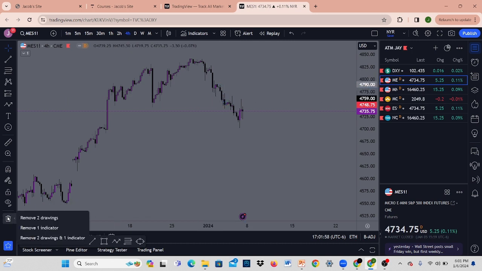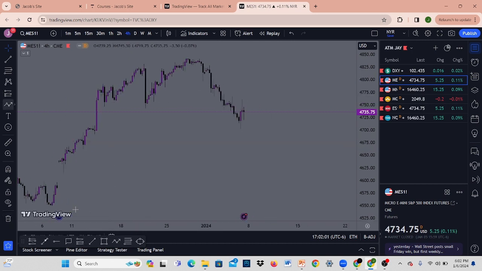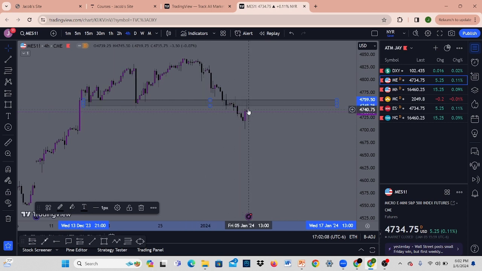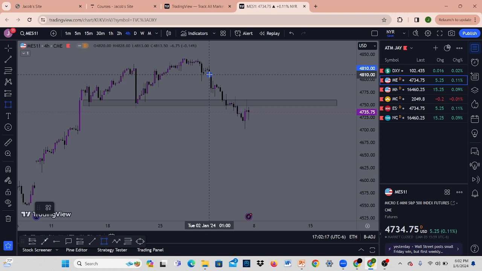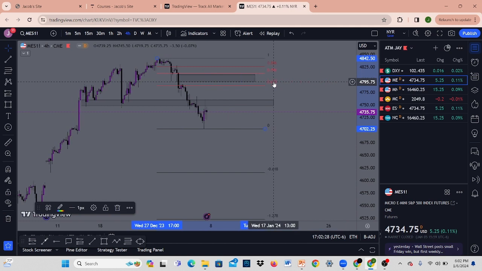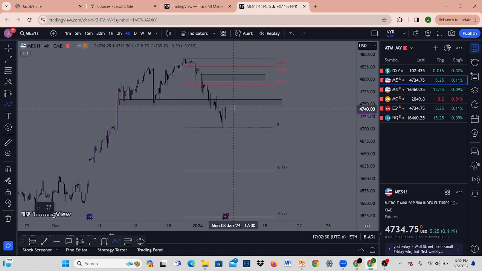Looking at MES, the same exact setup. Break of structure. Market broke. Retest here, but it has room to buy up. Look, we have another fair value gap. So I want to see the market come into this gap and potentially make a play in here to go short. So the market will buy up, then eventually sell down for the week.